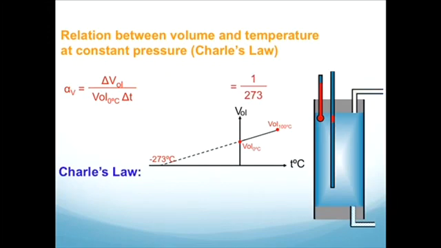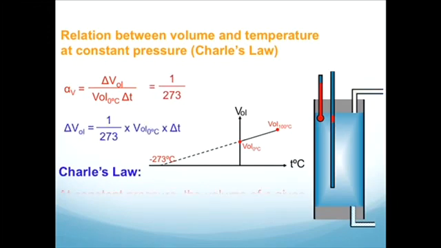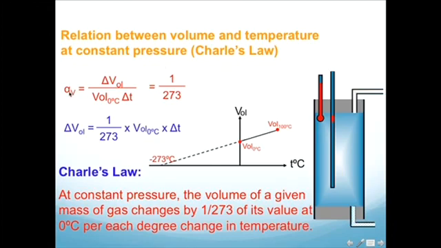Charles' law. He said, according to the relation of the alpha V, the coefficient of volume expansion, delta volume over volume at 0 times delta T equals 1 over 273, that the change in the volume is 1 over 273 of the volume at 0 for the change interval in temperature. He stated that at constant pressure, the volume of a given mass of gas changes by 1 over 273 of its value at 0 degrees per each degree change in temperature.